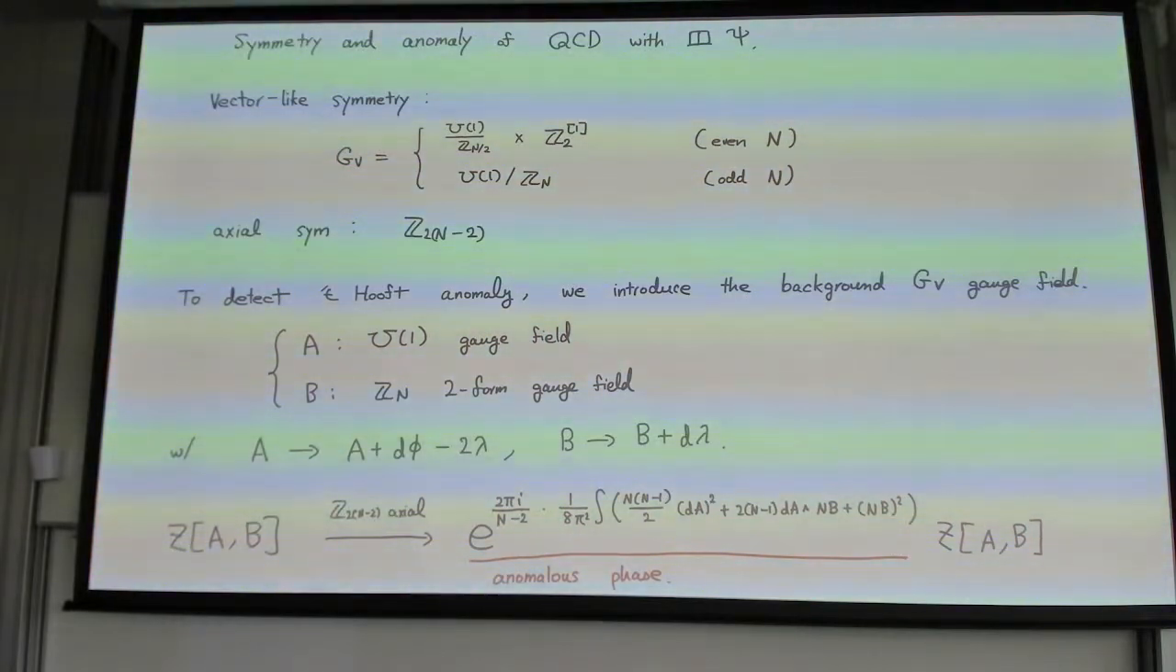I mean, there's also a mixed anomaly presumably between the one-form symmetry and the axial symmetry, right? Yes, but this actually gives a trivial one. It doesn't give us a trivial one. It's trivial. There is no anomaly between the Z2 and the axial. Is it always true? Depending. I'm talking about the mixed anomaly between Z2 one-form and the Z2n minus 2. Maybe. I don't remember exactly, but you studied it very well, right?